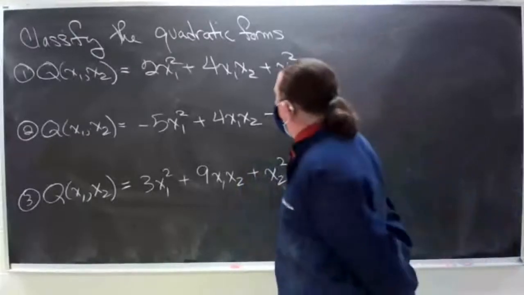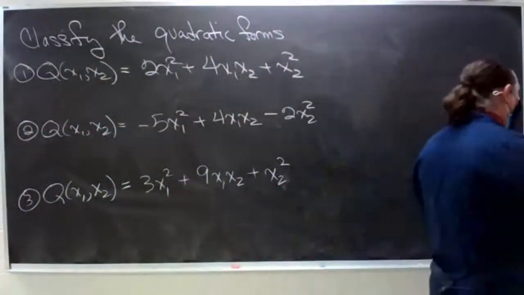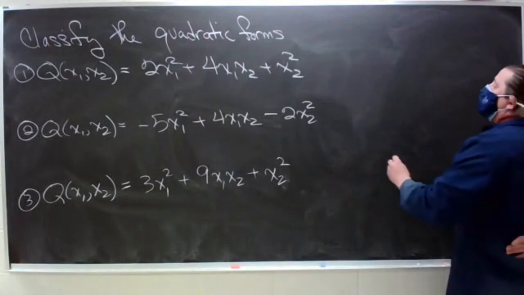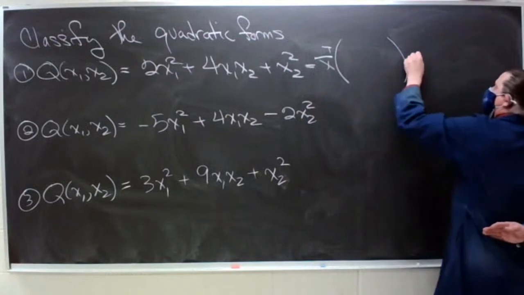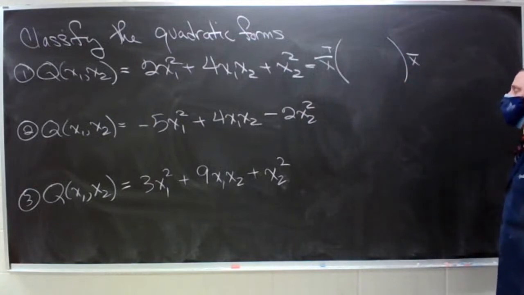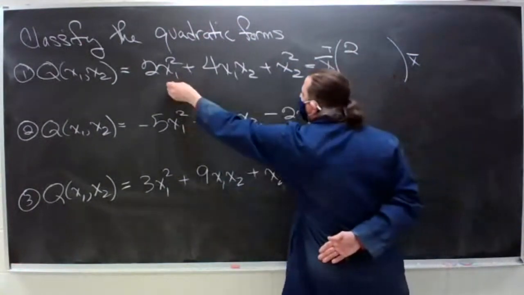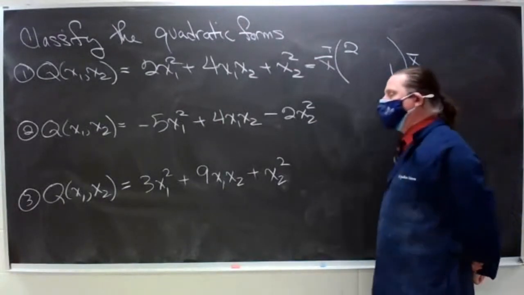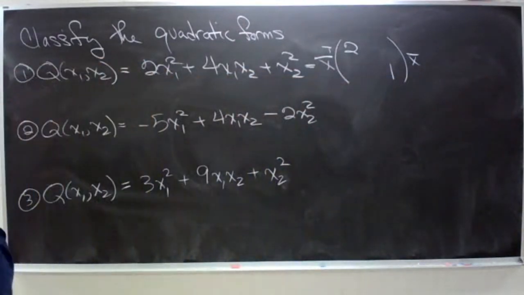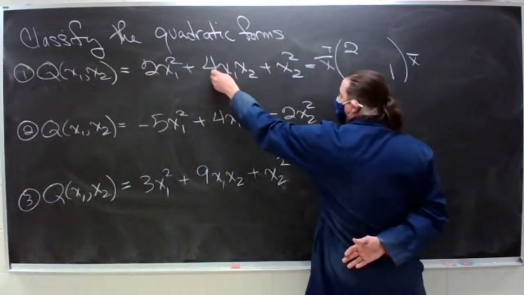So suppose we're asked to classify these quadratic forms. The very first step will be for us to write them as X transpose matrix X. Remember that the diagonal terms are easy. The off-diagonal ones are also easy, but you have to divide by 2.